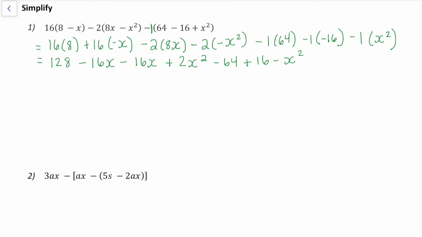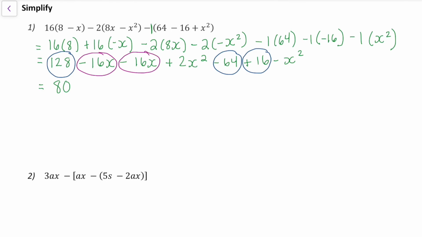So the first thing I have is a number that's by itself. It doesn't have an x beside it, so I'm going to try and combine all those together. I have a minus 64 and a plus 16. So I'm going to combine all that together. So 128 minus 64 plus 16 gets us to 80. Then I have a minus 16x, so just an x. I have another one here. I think that's all. So minus 16x minus 16x all together is going to get us to minus 32x.